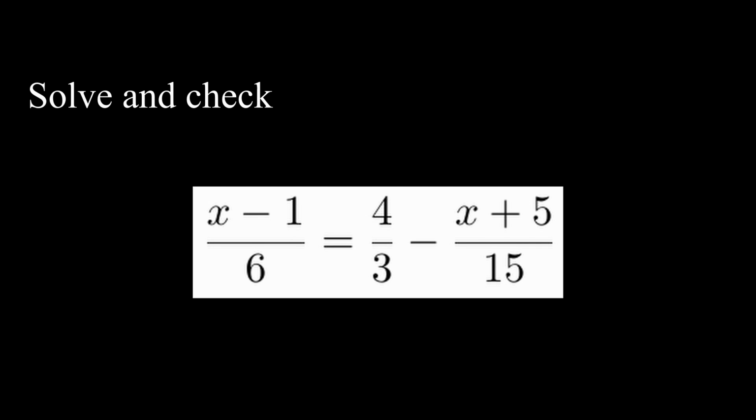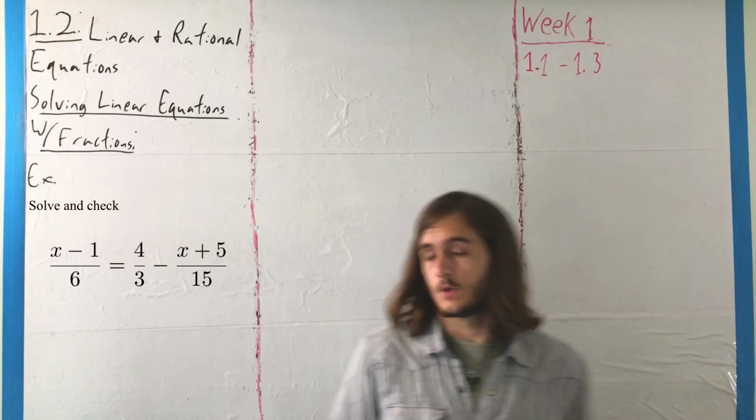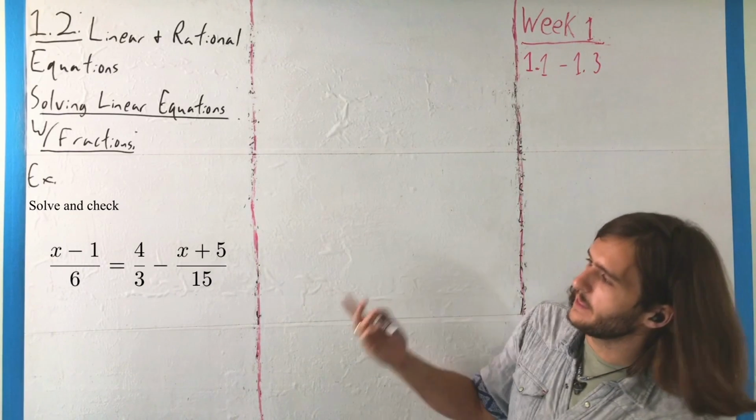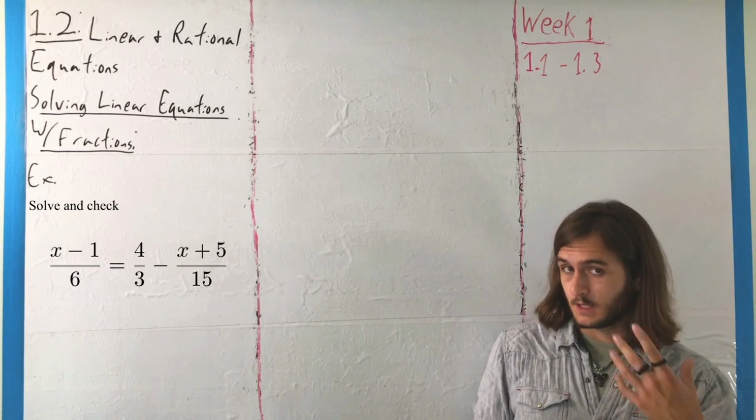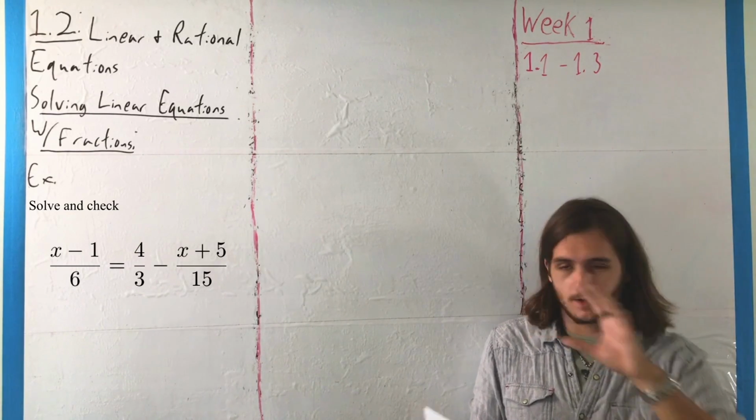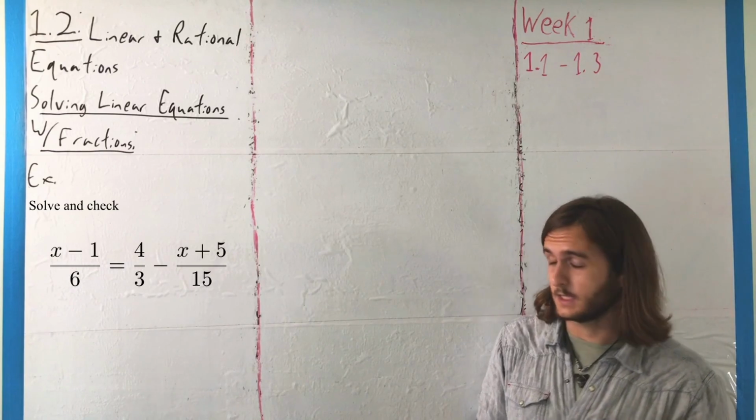So for another example, we want to solve and check the equation (x minus 1) over 6 equals 4/3 minus (x plus 5) over 15. So here, it's not that terribly different from what we got before, except now that because we have those fractions, the algebra, well, it's a little bit less friendly.